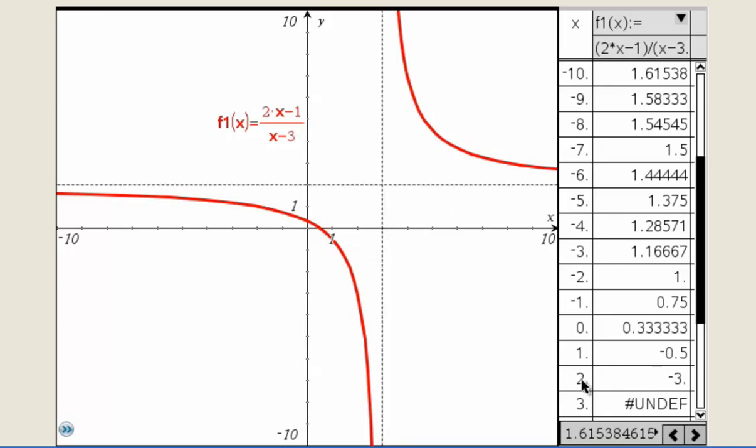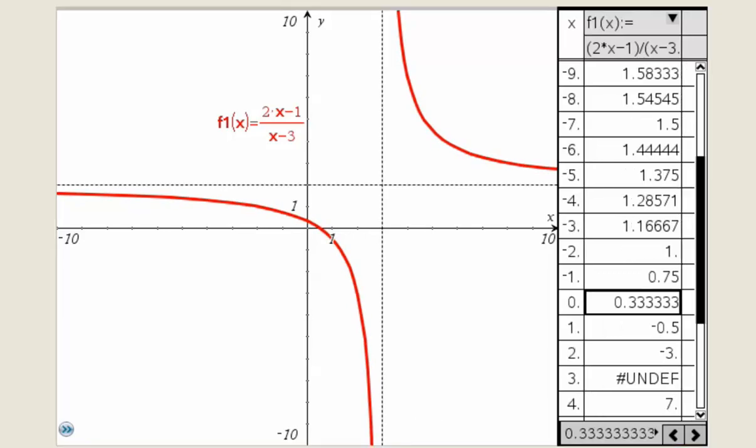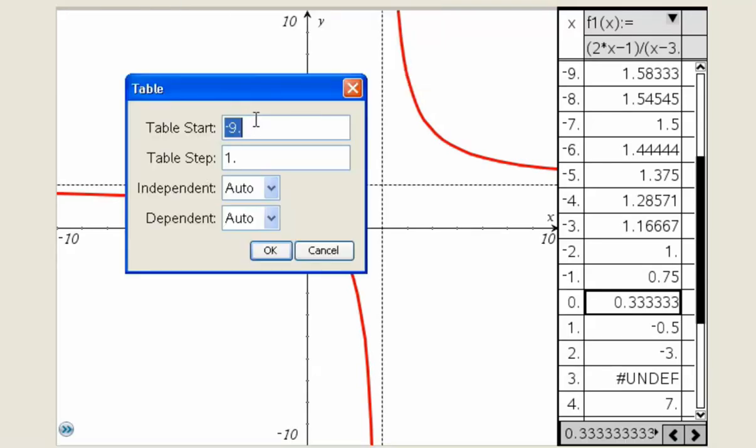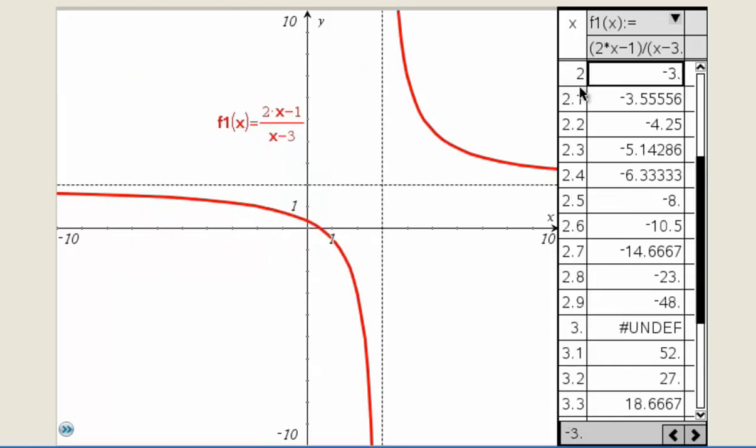Well, as x is 2, the output is negative 3. What happens between there and 3? It gets closer and closer to this value here. The outputs get smaller and smaller: negative 4, negative 5, negative 6, really, really small. Let me change the table step and show you what's happening. As x is 2, it's negative 3, and then we jump right to 3. So I'll start at 2 and go up by 0.1, so 1/10.